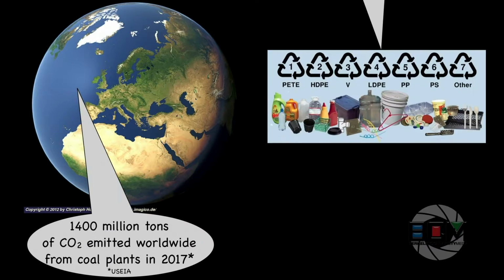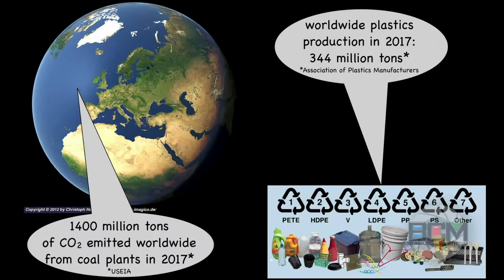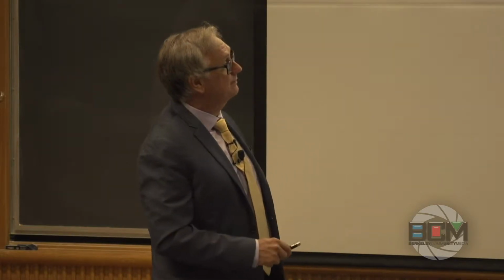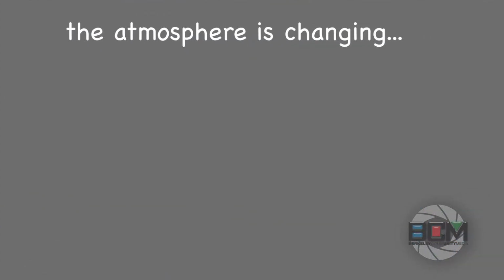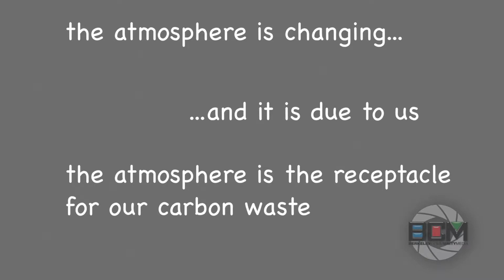Now let's put that in perspective. According to the plastics industry in that same year, the world produced 344 million tons of plastic. That is to say, by weight, we put 4 times as much carbon into the atmosphere as we did in all of our plastic products. That's why the atmosphere is changing. We're burning a lot, and that contributes to carbon in the atmosphere. So our atmosphere is changing. It's due to us, and the atmosphere has become our receptacle for carbon waste.